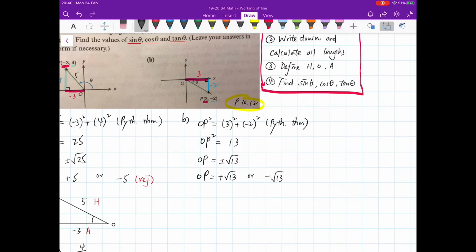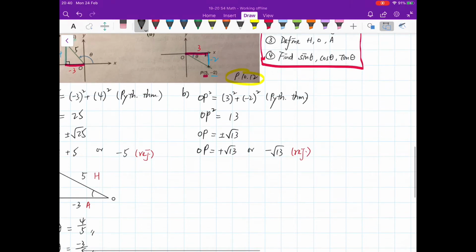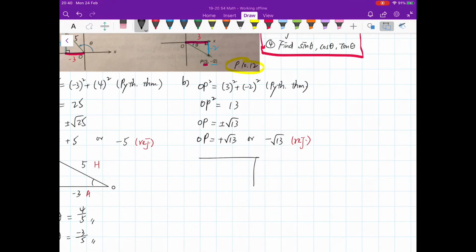As you can see, we are calculating OP, that means the hypotenuse. So therefore, the negative value has to be rejected. And the next step, after we calculate all the three lengths in this right angle triangle, is that I just write down all the lengths back into this right angle triangle, and then define the angles that we have to discuss.